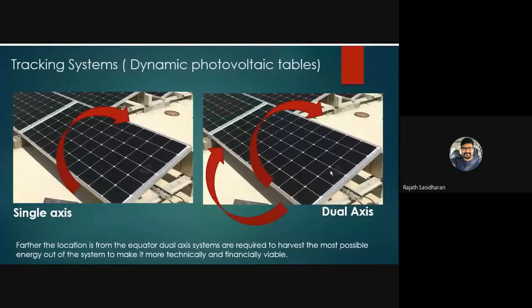So the closer you are to the equator, you may only need a single axis tracking, or you just need a flat installation or just a tilted installation. But as you go farther from the equator, you may need a better axis, a better tracking mechanism in order to harvest energy. Of course, this comes at a heavier cost because there is so much mechanics involved. So often we check the financial viability of having a tracking mechanism, and we try to estimate how much energy we are getting out of the system.